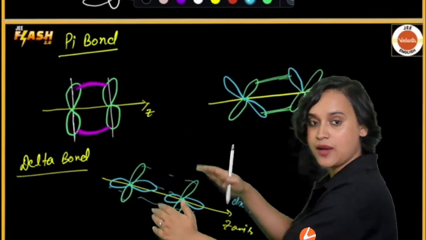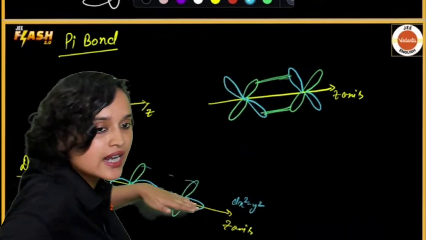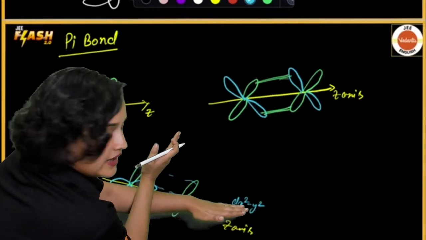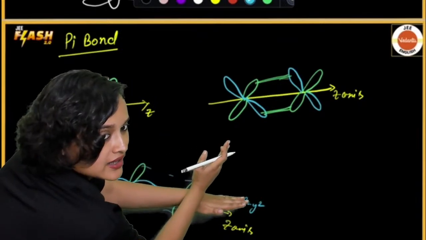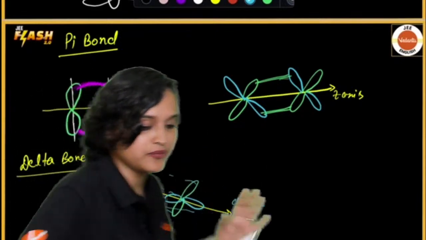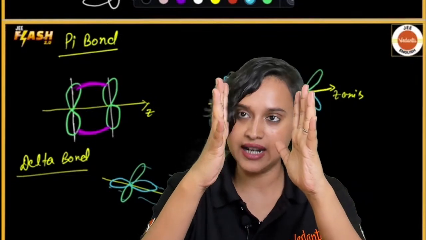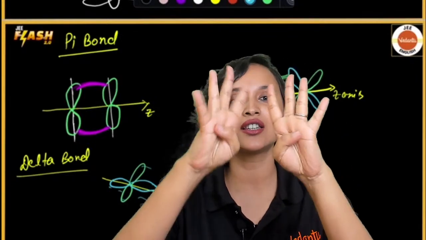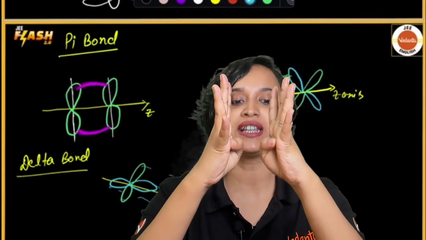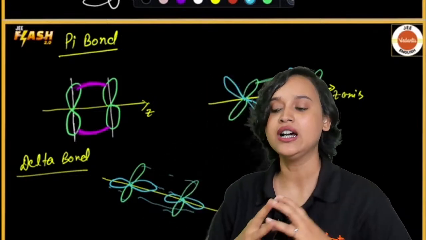Like for example, see, this is your z axis, right? Here what you have done is, this is your lobe here, and this is another d orbital. So these two are, when they are interacting, they are interacting like this. Imagine that these are the four d orbital lobes. So they are interacting with each other like this, and this is your delta bond.